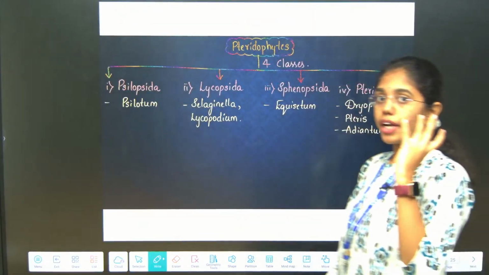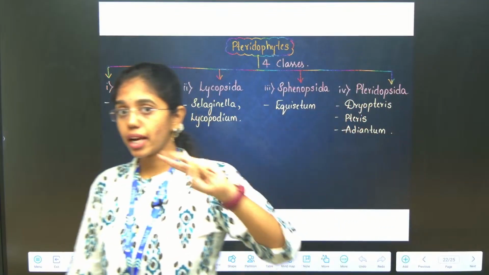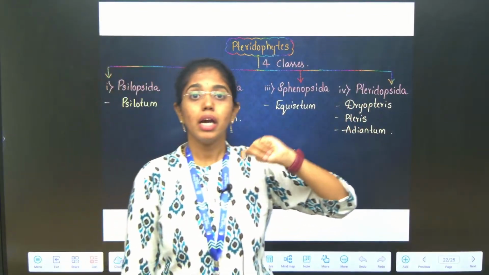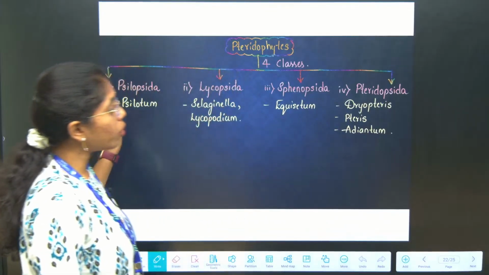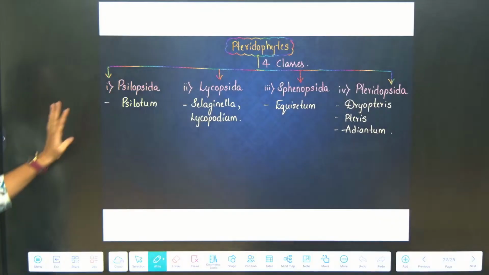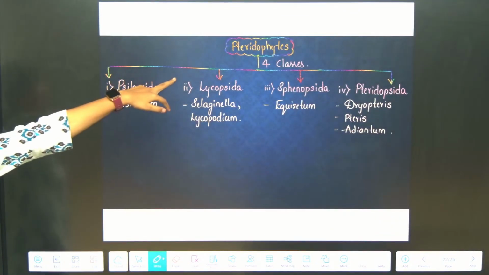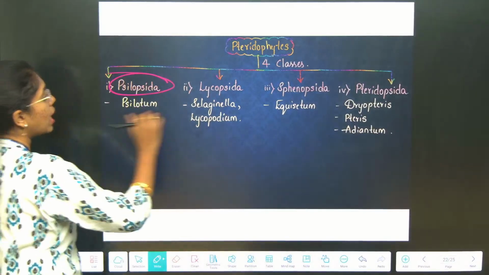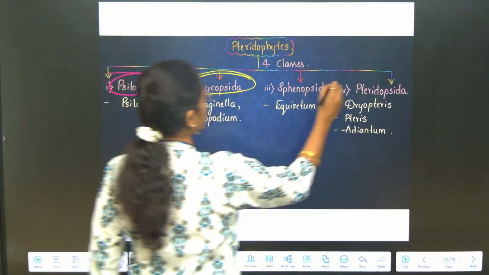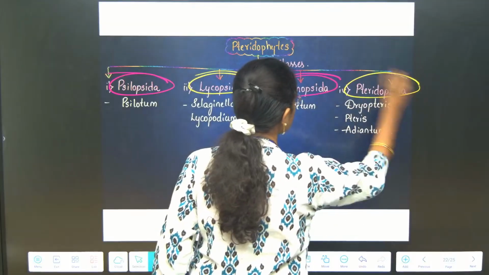Pteridophytes are classified into 4 classes. Bryophytes are classified into 3 classes: Hepaticopsida, Anthoceratopsida, and mosses. Pteridophytes are classified into 4 classes: Coelopsida, Lycopsida, Sphenopsida, and Pteropsida.